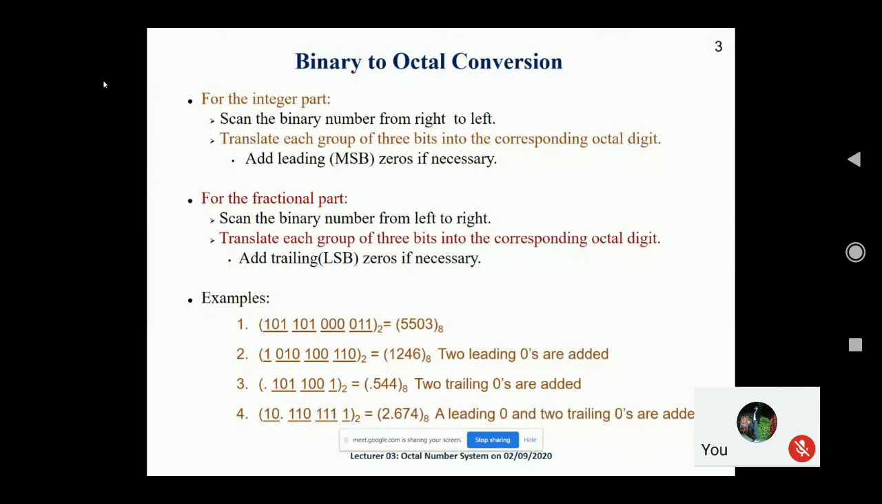So for that particular reason, we are using MSB and LSB. Always remember, for the integer part we add zeros in the MSB, and for the fractional part we add zeros in the LSB. Now see here, this is very conceptual. Suppose, for example, we are using some particular binary numbers, and I'm underlining every 3 bits. When we are talking about the integer part, we go from right to left.